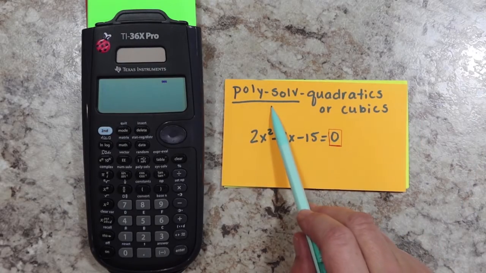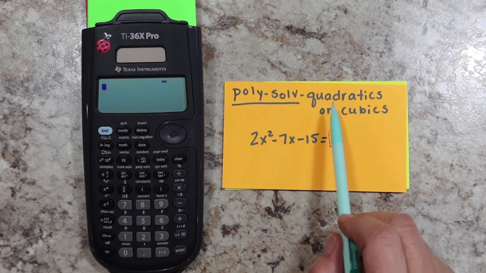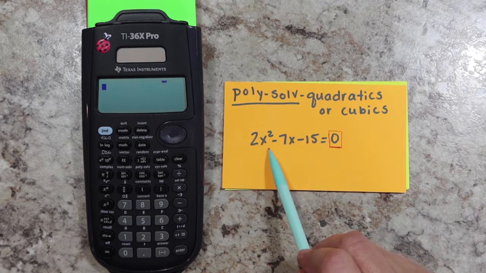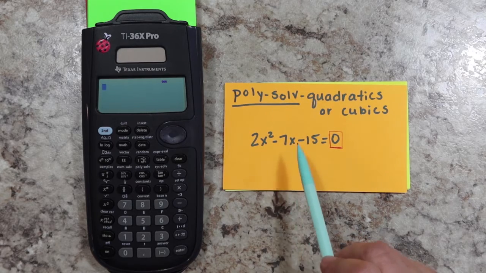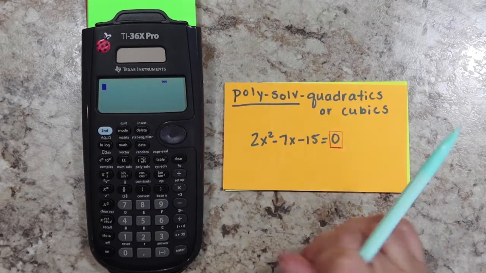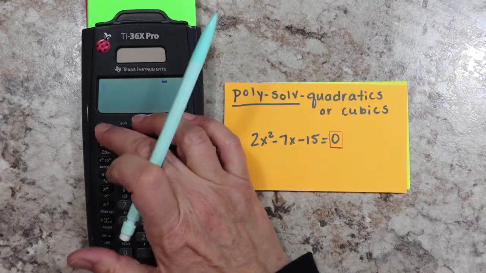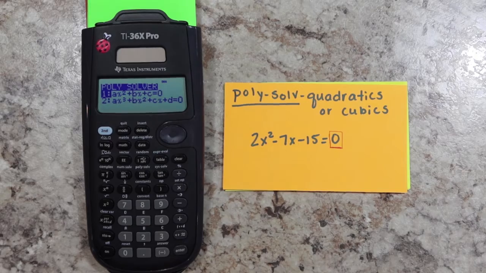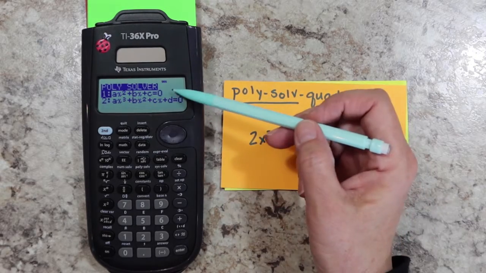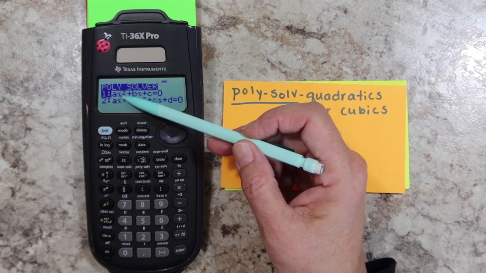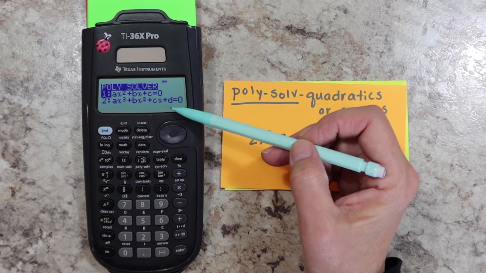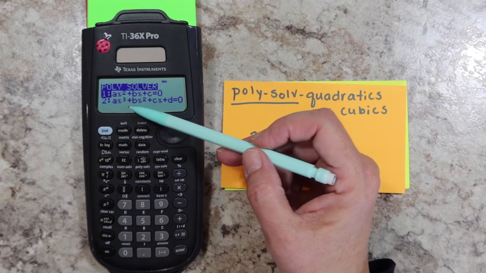Now let's talk about polysolve. This is for equations that are quadratic or cubics. So they're going to have your x squared or even an x cubed. Once again, I'm going to all clear real quick. So I'm good to go. Now I'm going to hit second polysolve. Now you have two choices here. Do you have a standard quadratic equation where your highest exponent is 2, or do you have a 4-term polynomial where your highest exponent is 3?